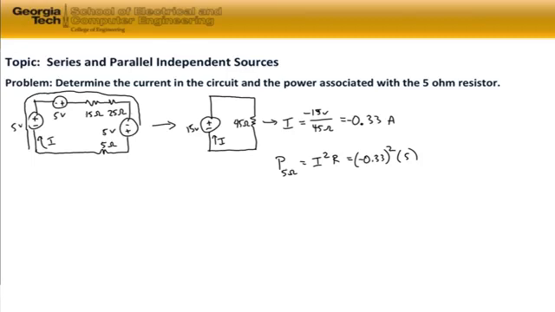We square that and we multiply it by the 5 ohm resistance to get our power associated with the 5 ohm resistor. We notice that that power is going to be a positive power. So we have absorbed power for this resistor. Remembering, using the passive sign convention, that a positive power is absorbed power and a negative power is a supplied power.